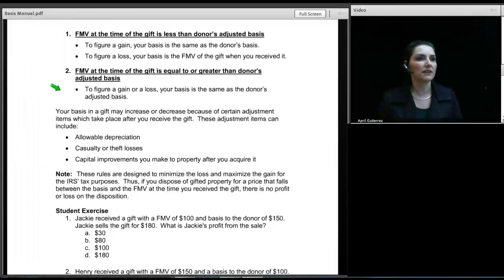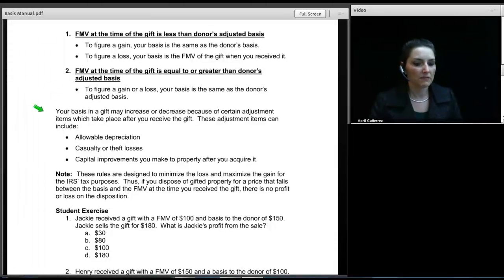So the rule is that if the value has gone up or stayed the same, the donor's basis and the recipient's basis are the same. But if the value of the property has declined, then you're going to go with the lower value or the basis, depending on whether you sell it at a gain or a loss.